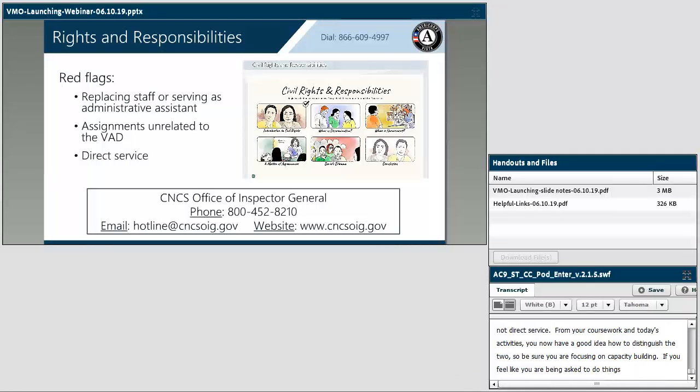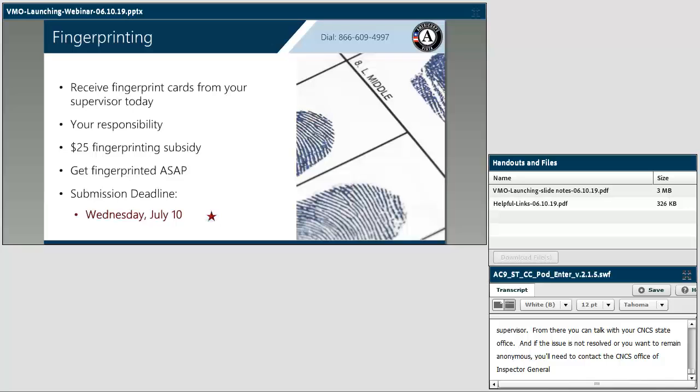If you feel like you're being asked to do things that are not appropriate for VISTA members, first talk about it with your supervisor. From there, you can talk with your CNCS state office, and if the issue isn't resolved or you want to remain anonymous, you'll need to contact the CNCS Office of Inspector General. This is one of your responsibilities, to say something if you see something.